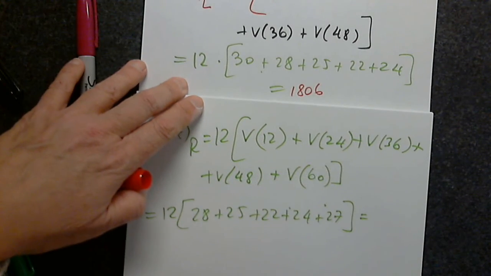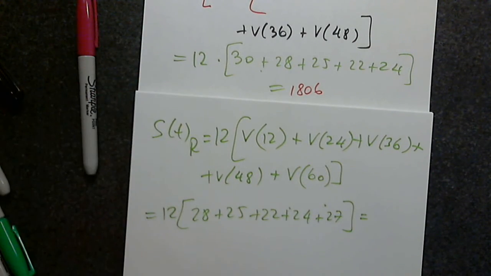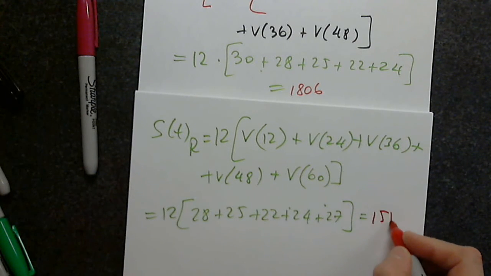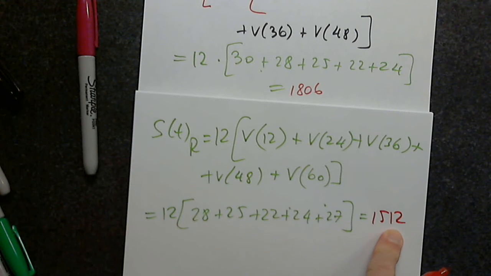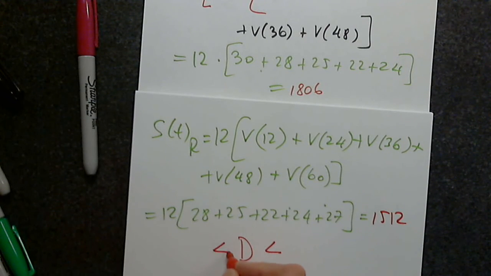1806. And what about the other one? 28 plus 25 plus 22 plus 24 plus 27. I got 1512. This is the underestimate, and this is the overestimate. So we know for sure that the distance is definitely between 1512 and 1806.